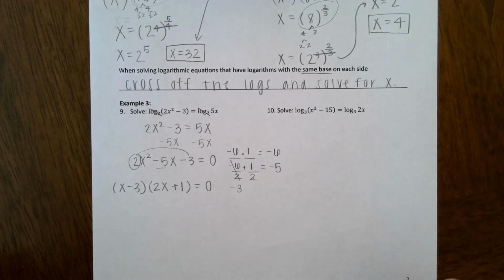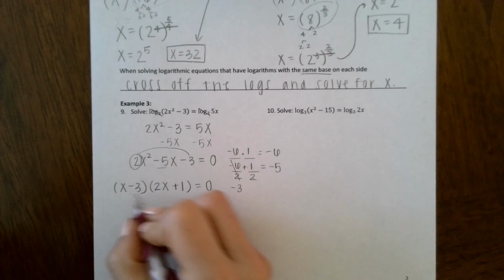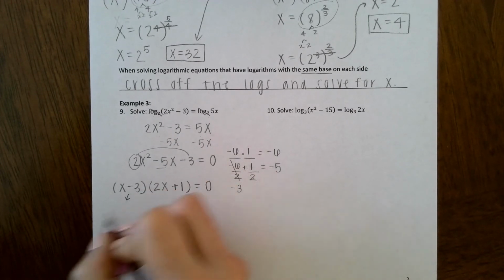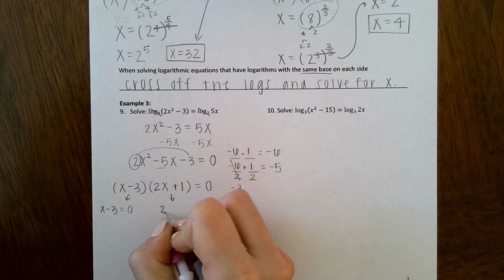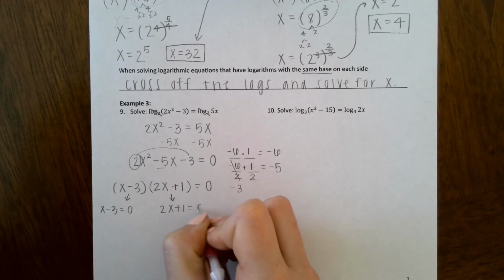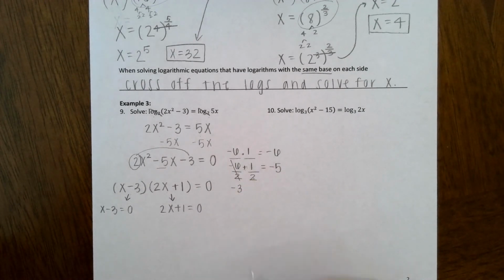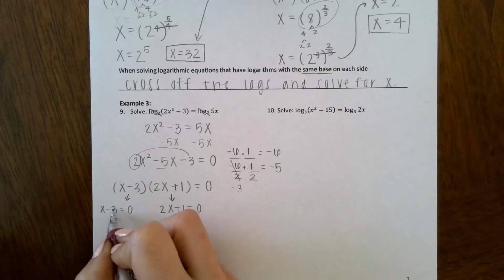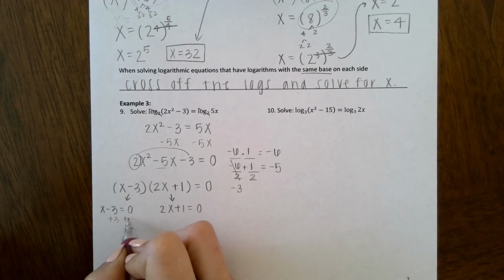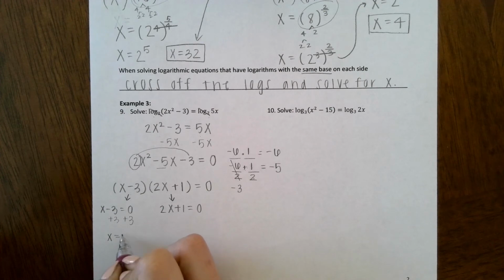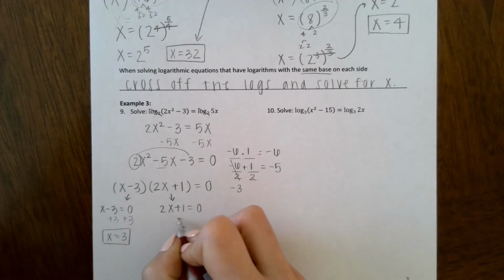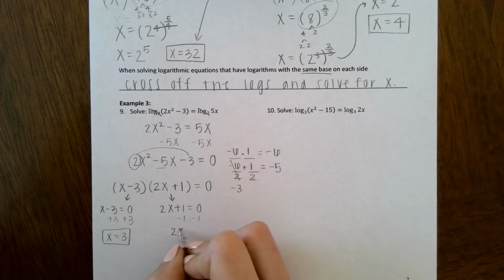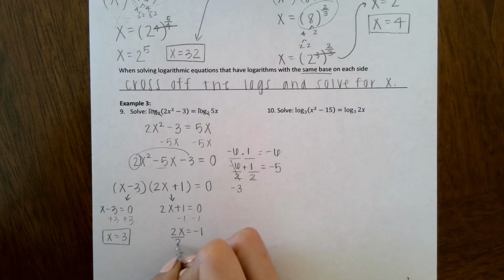From here, I'm trying to figure out what x is equal to, so I'm going to take each set of parentheses and set them equal to 0. And then I'm going to solve for x. So to get this 3 over, I'm going to add it. So I get x equals positive 3. On this side, I'm going to start with subtracting 1. Then I'll divide by 2.